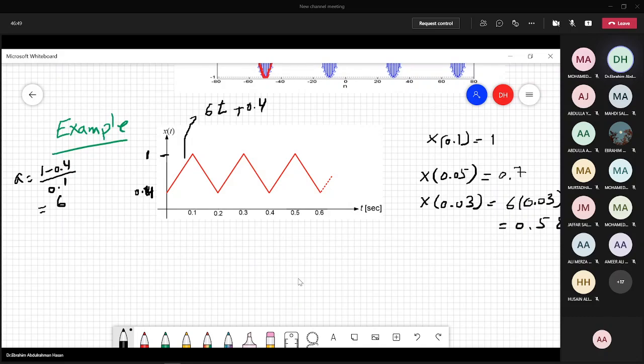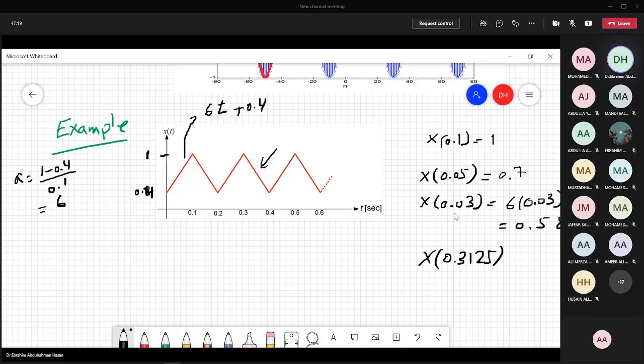Similarly, if I ask what is the value of x at 0.3, you should know how to find it now. 0.3125, which is somewhere here. Okay, but I don't want anyone to give me an approximation. Why? Because you need to find the equation of this line. Then from the equation, just substitute t to find the value.